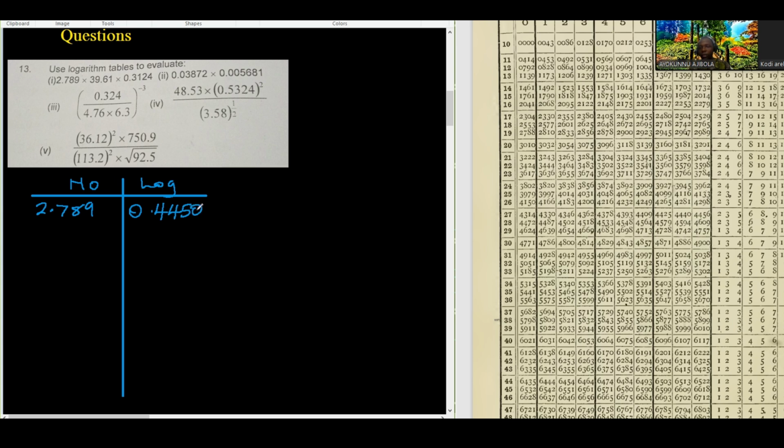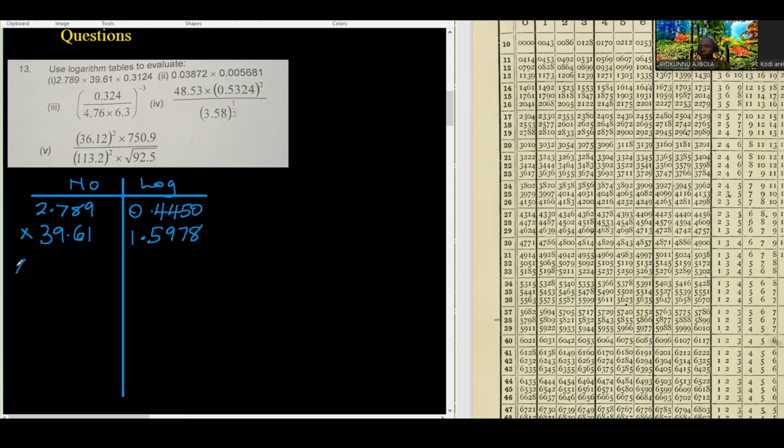4450. Okay. Then the next one, we're multiplying with 39.61. Because we must shift our point to this side once to be at the front of the first digit 3, that is positive 1. Then we have to check 39 under 6, difference 1. 39 is down here. Under 6 is 5977. Difference 1 is 1. So that's 5978.